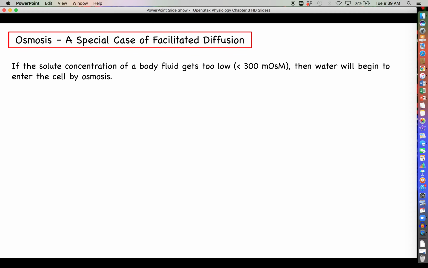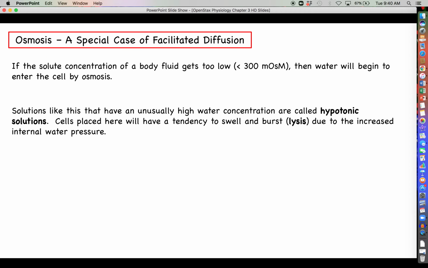Okay, so we know that if the solute concentration of a bodily fluid gets too low, meaning less than 300 milliosmolar, that is going to generate a concentration gradient for water. So if we assume the ICF is at 300 and the extracellular fluid is less than 300, we have an osmotic gradient. And since water will move from high water to low water, or low osmolarity to high osmolarity, this means water is going to move from the area of low osmolarity, which is the extracellular fluid, and it's going to enter the cell by osmosis.